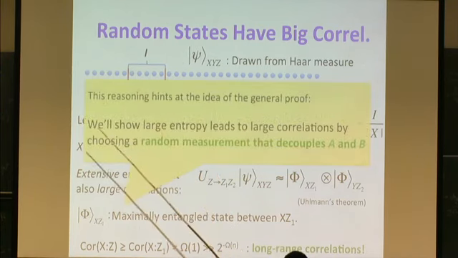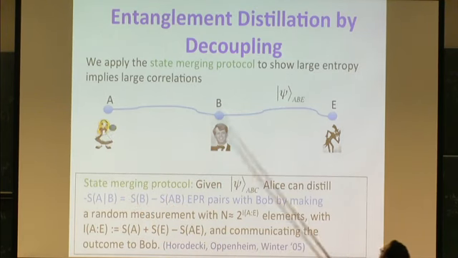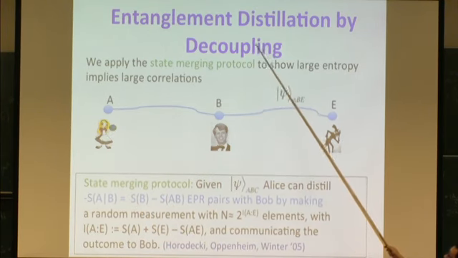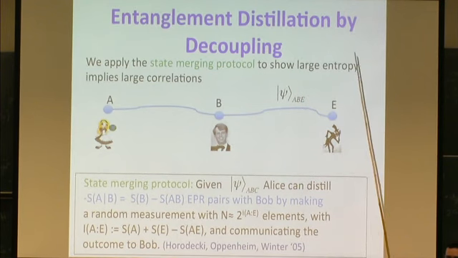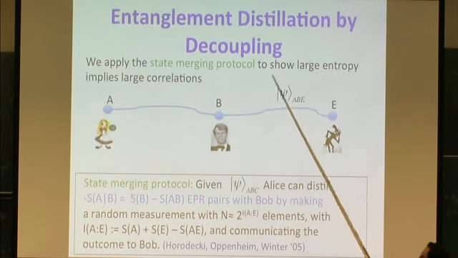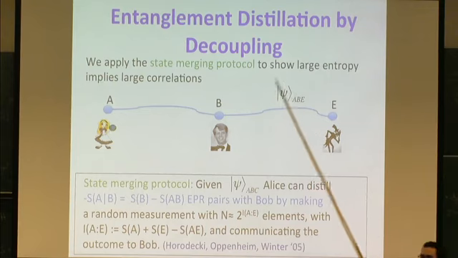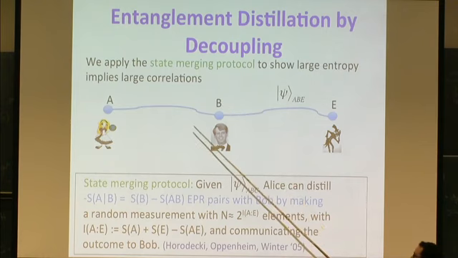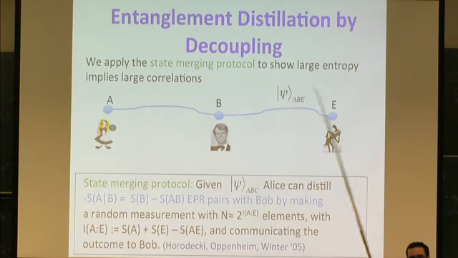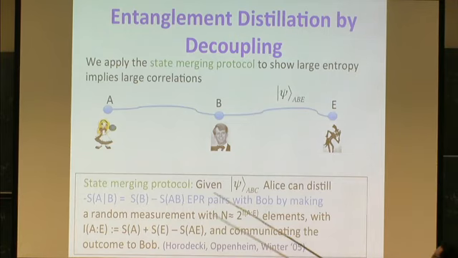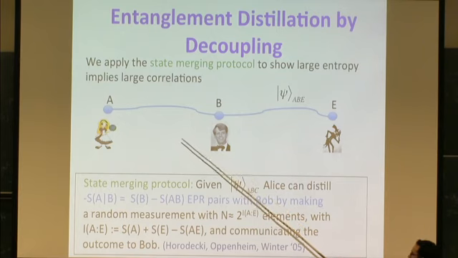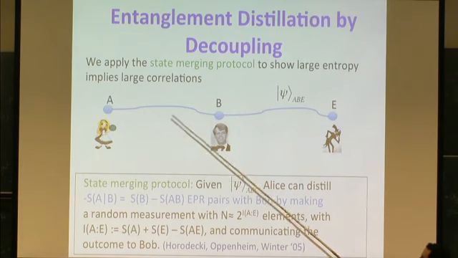So let me be more precise about it. What we want to do is entanglement distillation by decoupling, which is something very useful for information communication and so on. But here we want to use this as a tool to analyze the correlations in these states. So let me show you the information theory that we're going to use.